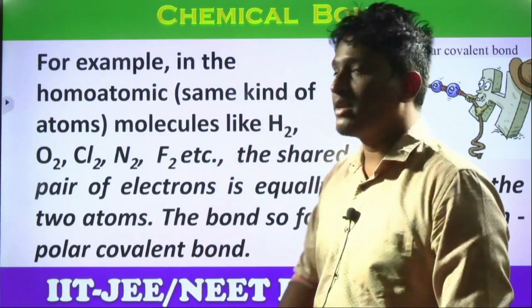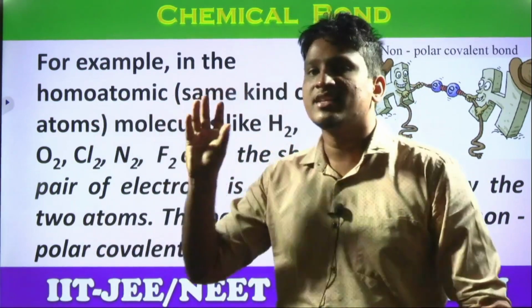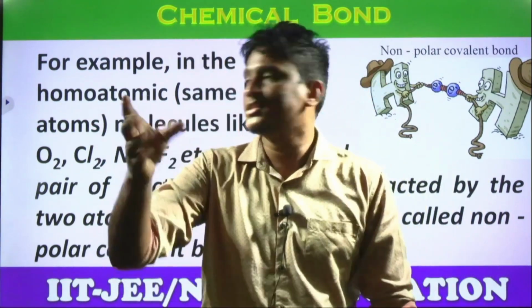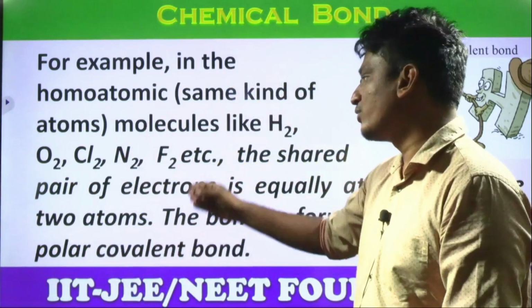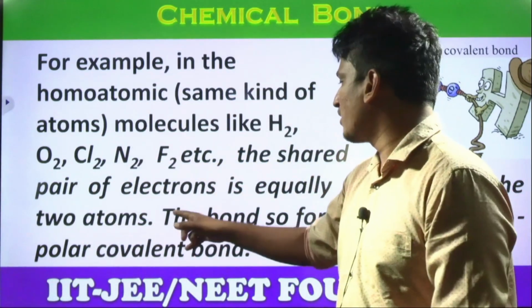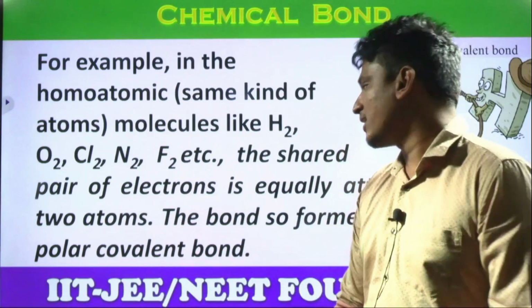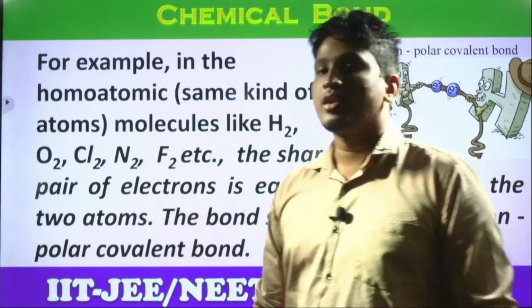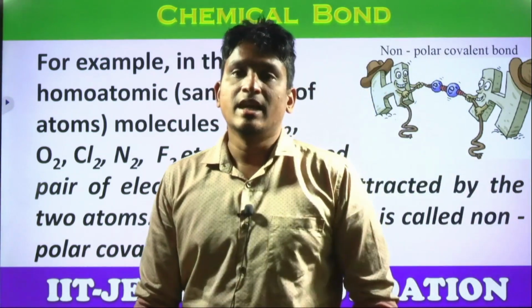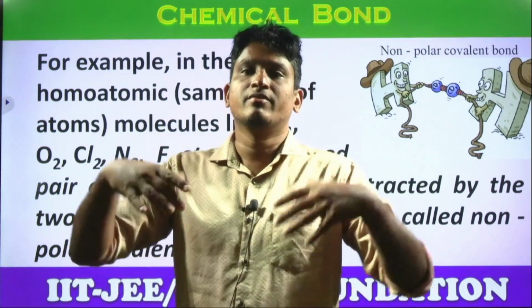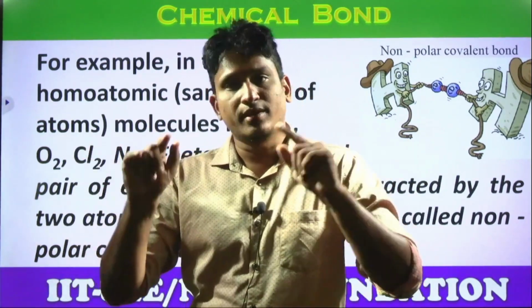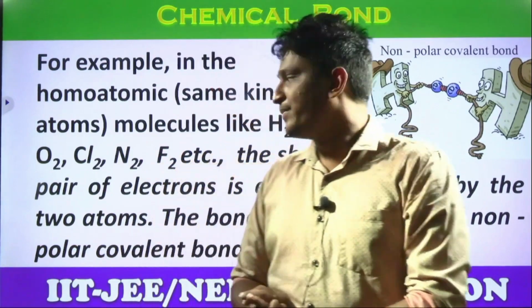So where can it be expected? Homoatomic, that means same atoms. Atoms belonging to the same element. Look here: O2, Cl2, N2, F2. The shared pair of electrons is equally attracted by the two atoms. The bond is called a non-polar covalent bond. Not only between them, students, even in linear molecules, where the forces are cancelled out, we can expect non-polar covalent molecules.